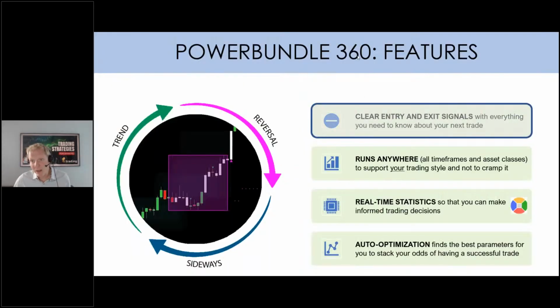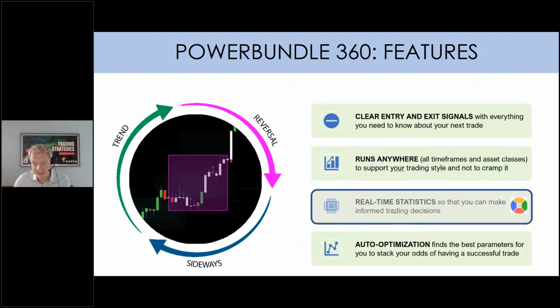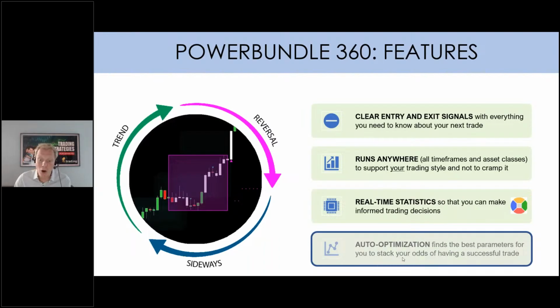So what have we seen so far? Well, our 3 indicators, which we've seen right now, which are part of our Power Bundle 360, they all come with clear entry and exit signals as well. They run on every time frame, every symbol, every asset class, and every platform. They come, of course, with our real-time statistics, and they all have auto optimization.